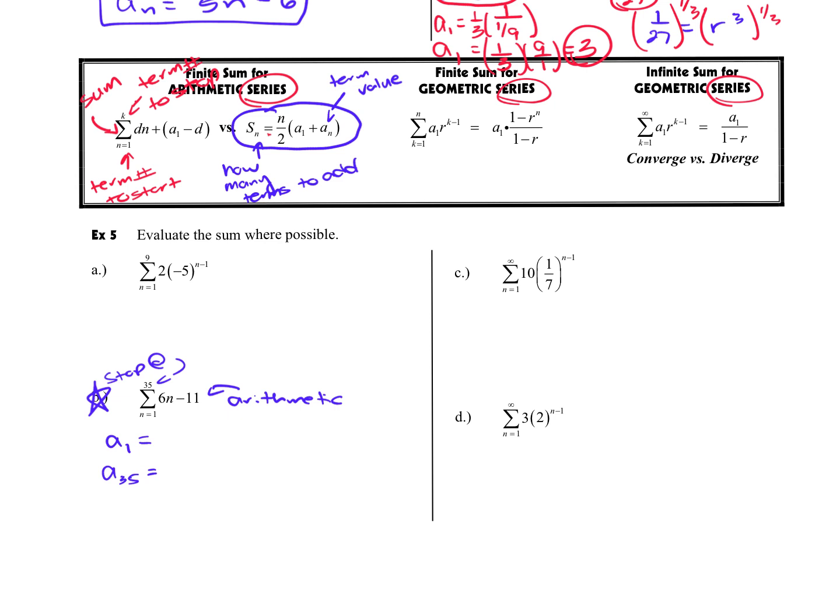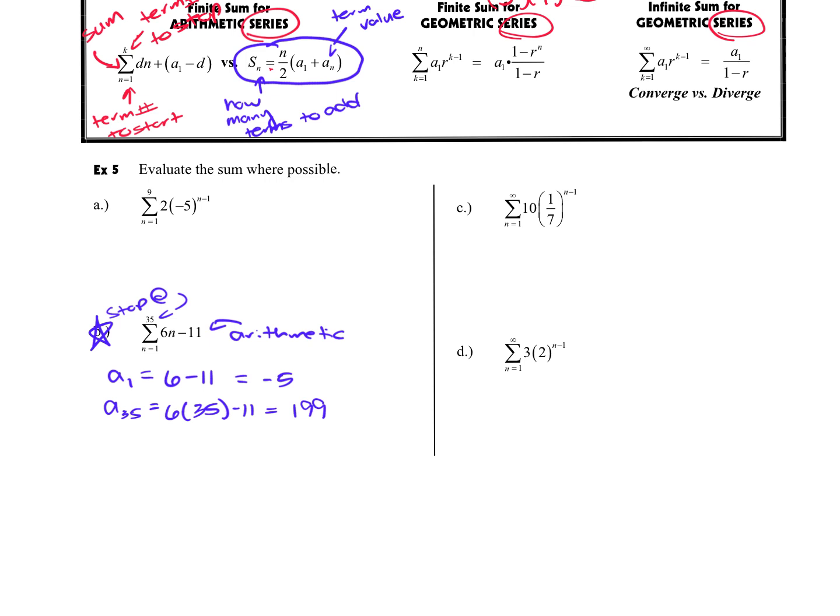So let's calculate those just like we did at the beginning of the last video. So I'm going to have 6 minus 11, and then I'm going to have 6 times 35 minus 11. And if you type those into your calculator, you're going to get -5 and 199. Now we just follow the formula. So the sum of the first 35 terms is going to be, how many terms are we adding? That's 35 divided by 2. And then inside the parentheses, we're going to put the first term plus the term value of where we're stopping.